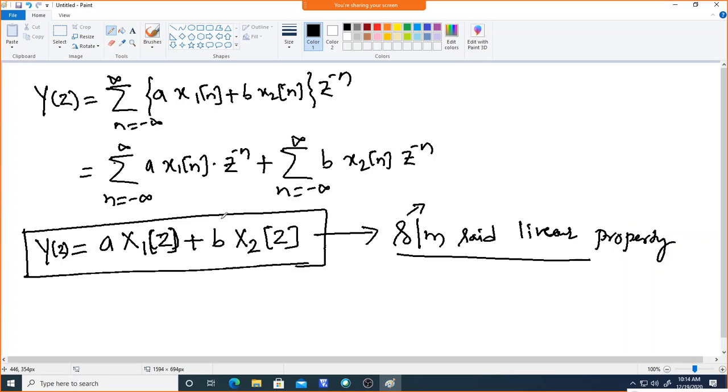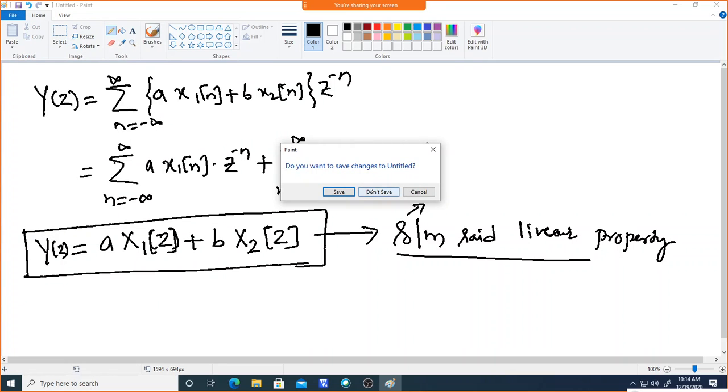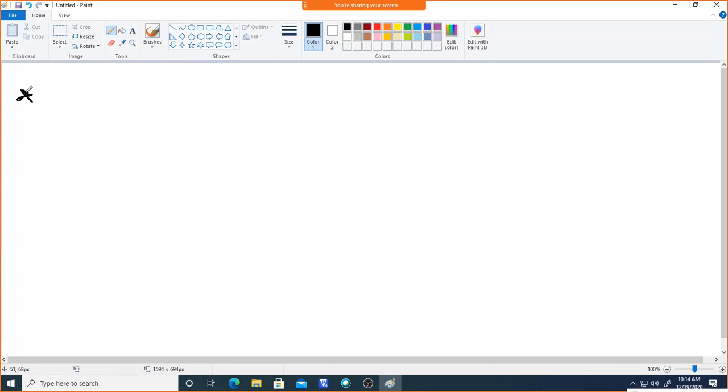Okay, so this is a proof of how we get the linearity property. So this is about the linearity property. Next, the second property, which we call time shifting.